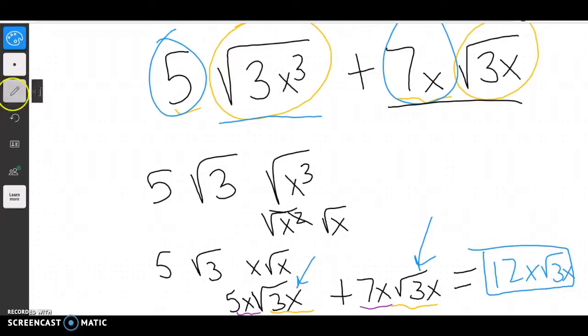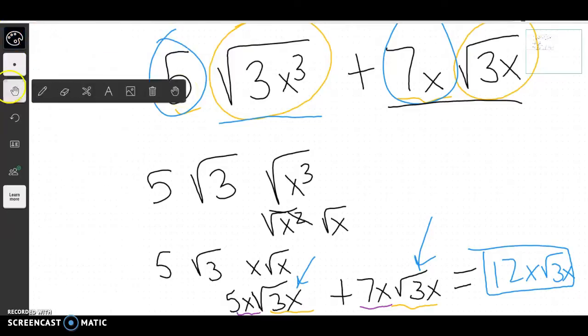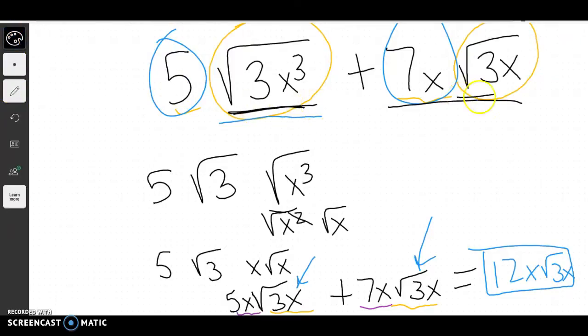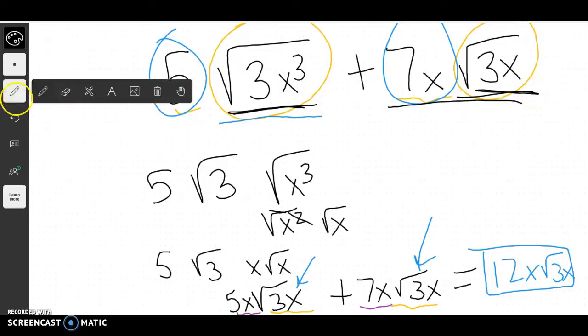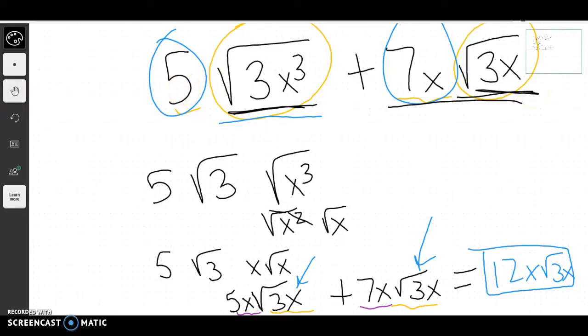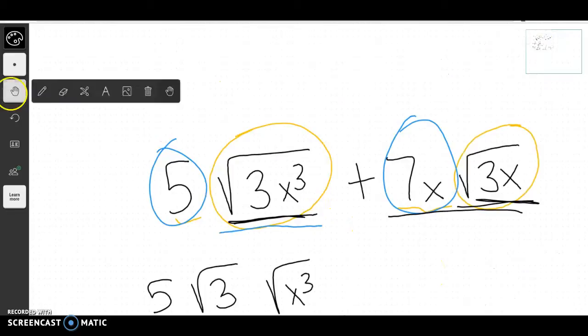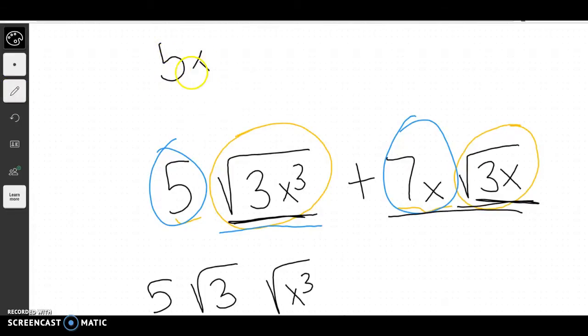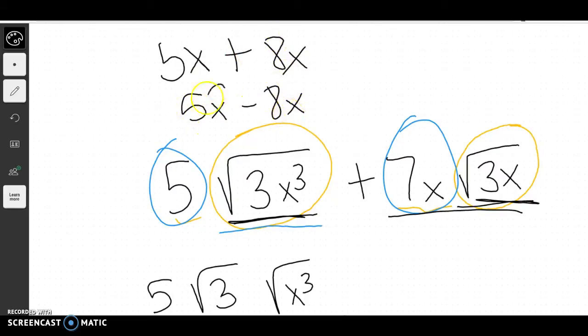So all the problems today, you're going to try to simplify these radicals as much as possible. And then if they have the same number under the square root, you're going to just treat them like variables and just add the numbers together. So you're going to treat all the problems today very similar to how you treat 5x plus 8x, or 5x minus 8x. You need to check to make sure the x's are the same, and then you just get to subtract the first numbers.